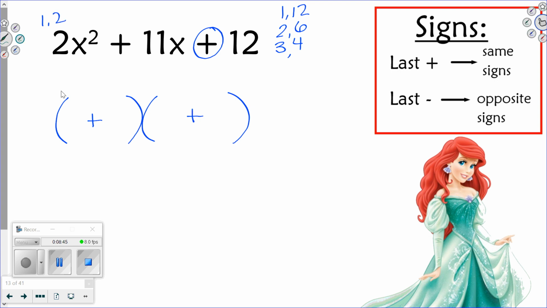All right, now here's the fun part. Ready for this? We get to guess. So obviously the first part has to be 1 and 2, right? Because there's no other option. So 1x and 2x. Don't lose your x's. I will take a point off for that. Because if you don't put an x there, when you multiply it back together, you're never going to get an x squared. All right, and then do you want to go 1 and 12, 2 and 6, or 3 and 4?